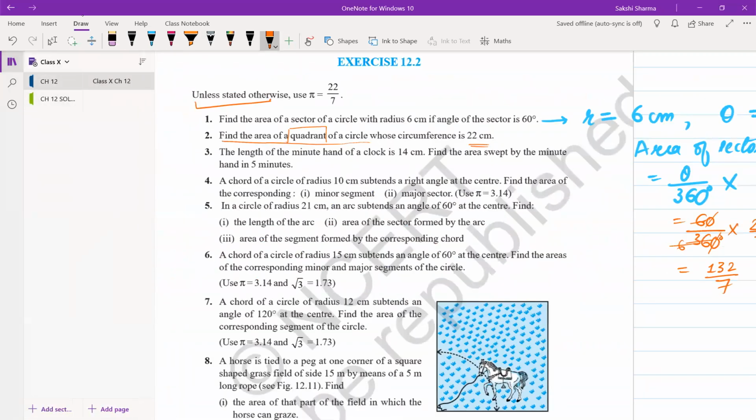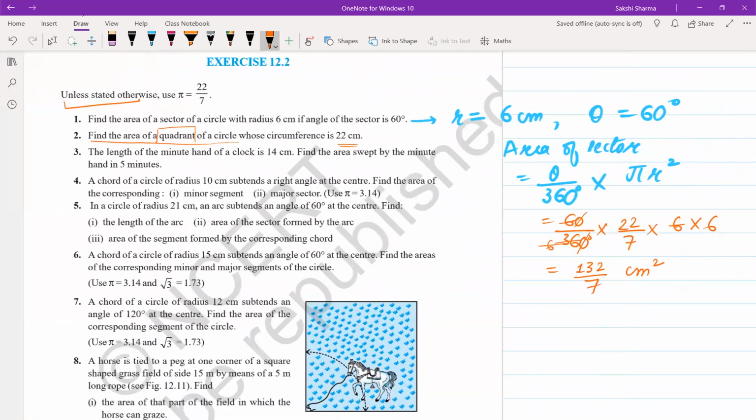Question number 3. The length of the minute hand of a clock is 14 centimeters. Find the area swept by the minute hand in 5 minutes. Now, since this question is given under area related to circles, you will consider that the clock is circular in shape. It will be assumed that the clock is circular in shape, and the minute hand actually forms the radius of the circle. The length of the minute hand will be the radius of the circle.